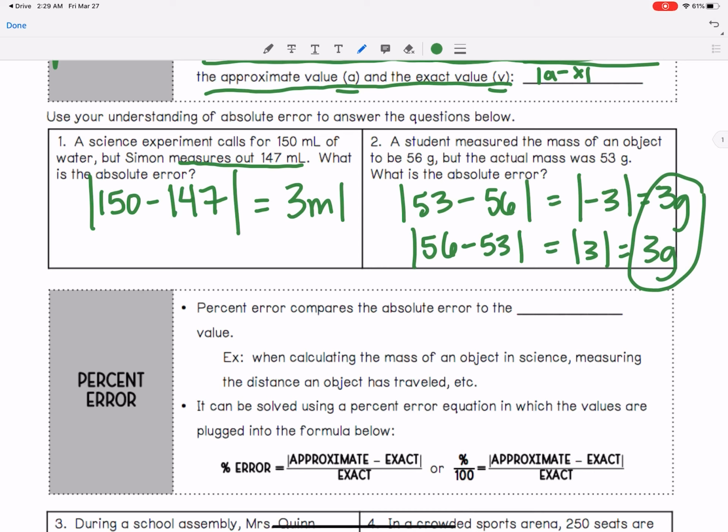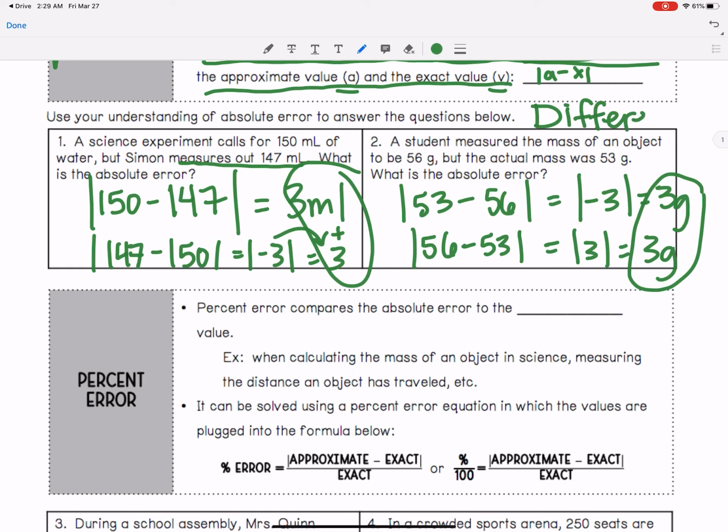If I were to do the same thing on this other side, 147 minus 150, I would get the absolute value of -3, which gives me 3. Your answer in absolute value always comes out to be a positive number. So no matter what you're subtracting, at the end of the day, you're just finding the difference. And the word difference, we've talked about this so many times, the word difference just means subtraction. So subtract the two numbers, and what's left over, that's going to be your answer. Anytime we're talking about absolute error.